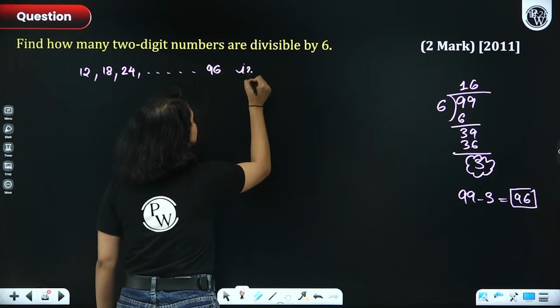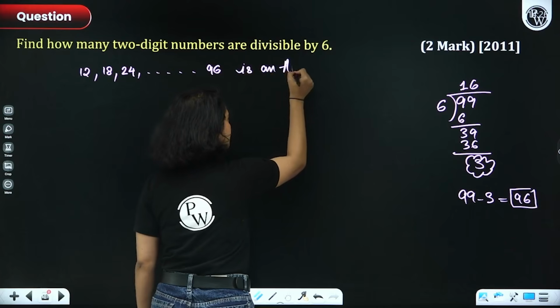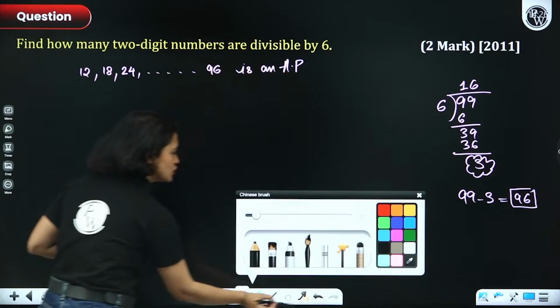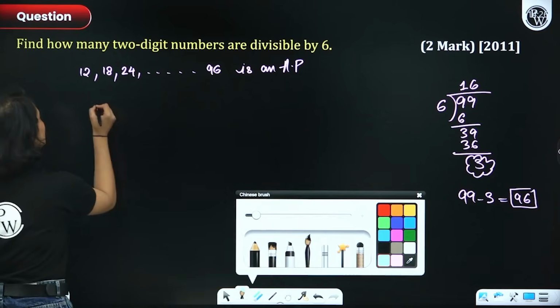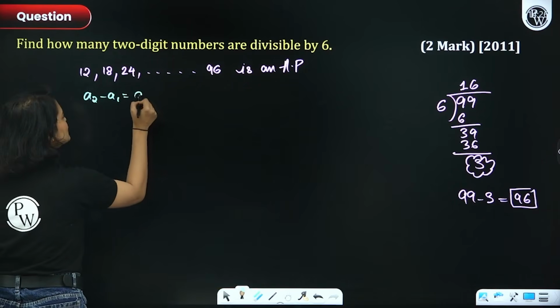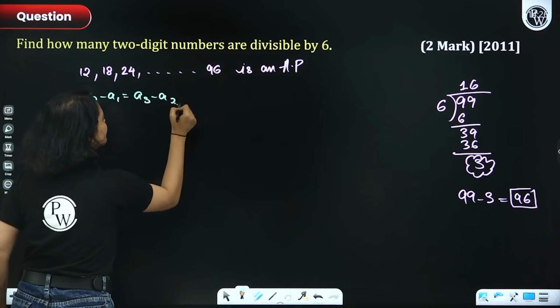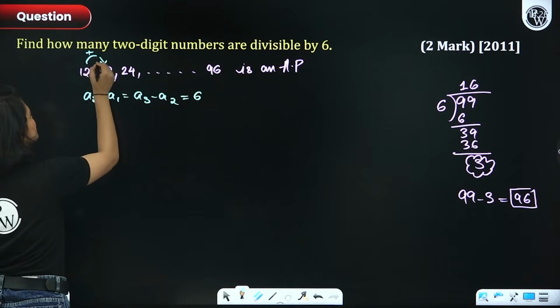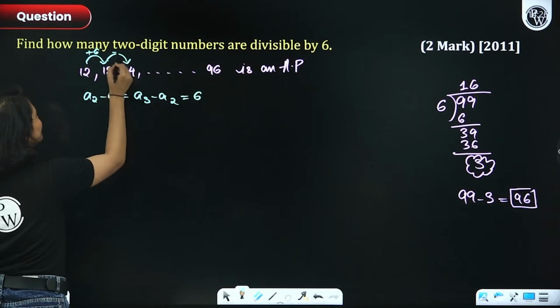It's an AP. Yes or no? Is it not an AP, everyone? Why is it an AP? I'll show you. See here. Figure out A2 minus A1. A2 minus A1 is equal to A3 minus A2, which is equal to 6, because when we add 6 to the previous number, we get the next number.